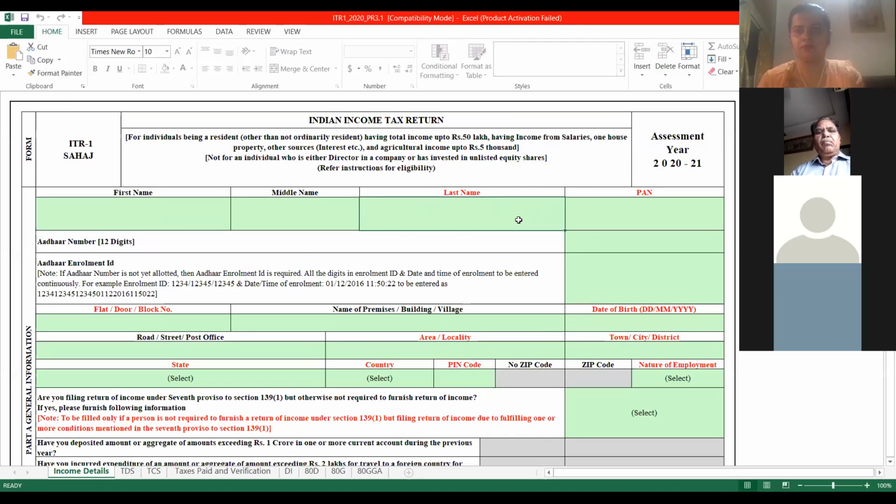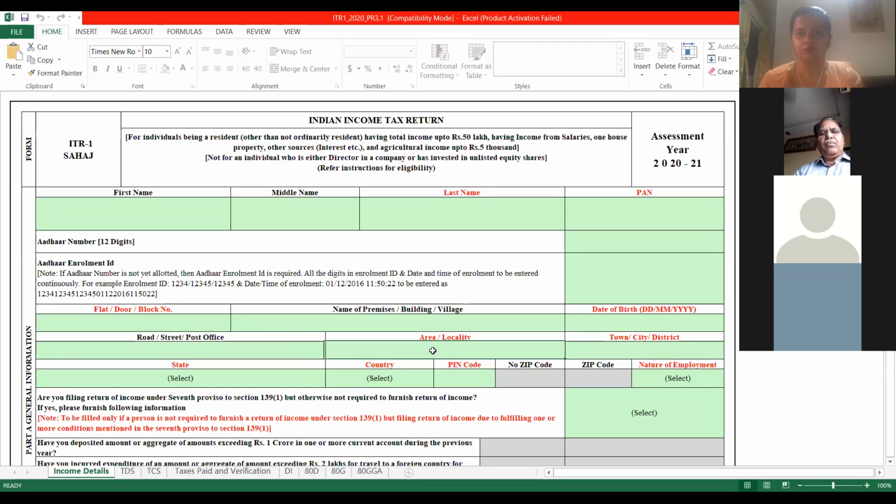So here you can see these are the red fields: last name, PAN number, date of birth. I will have to enter my proper PAN number. It should be in capital letters. Date of birth is in DDMMYYYY form, so I will have to enter the data accordingly. Then area or locality, flat number, block number is compulsory. Name of the premise is not compulsory.